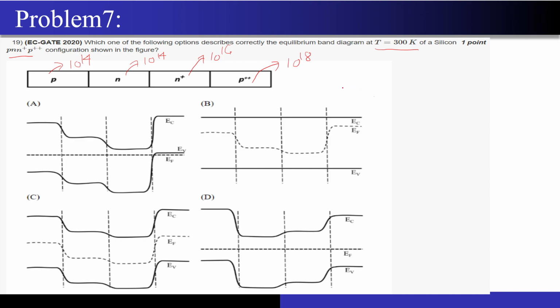B, you want to eliminate? Yeah. Can you please tell me how did you get this? Why do you want to eliminate option number B? Sorry, I didn't get. Only one curve means one curve. Yeah, EV is flat.